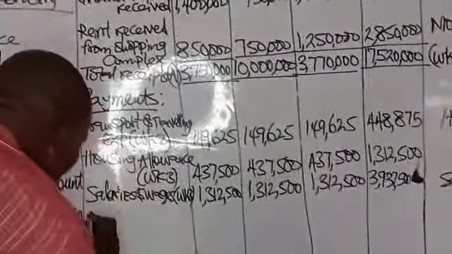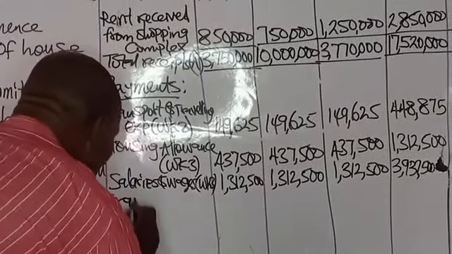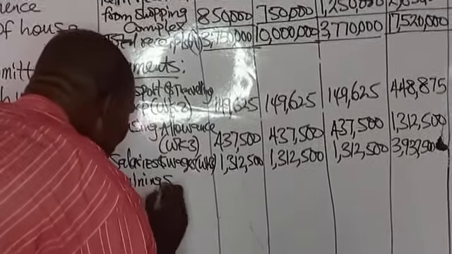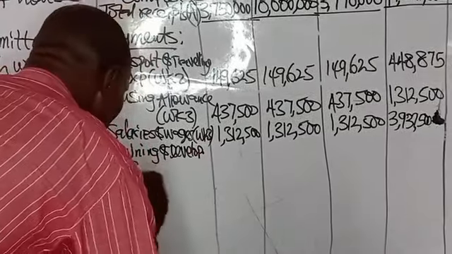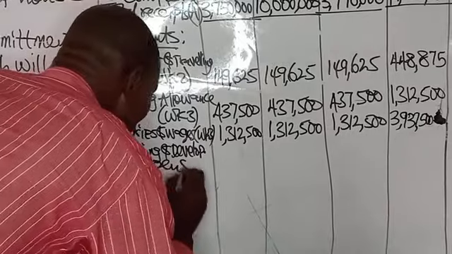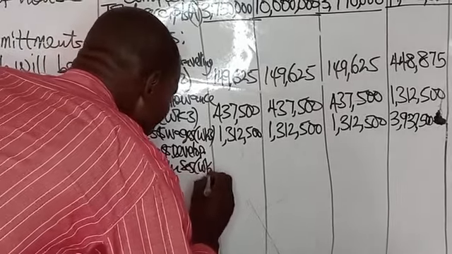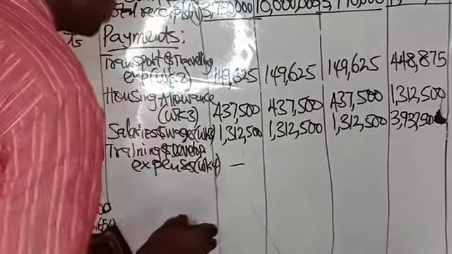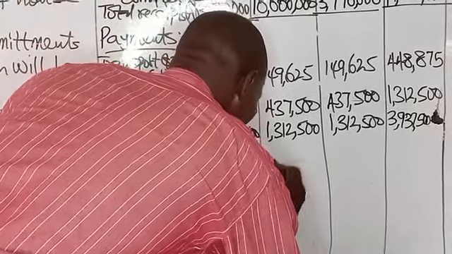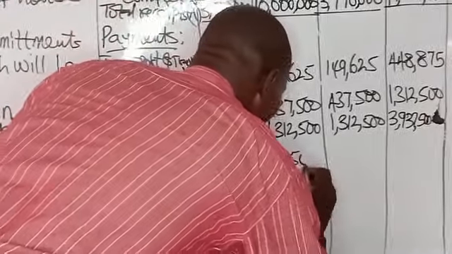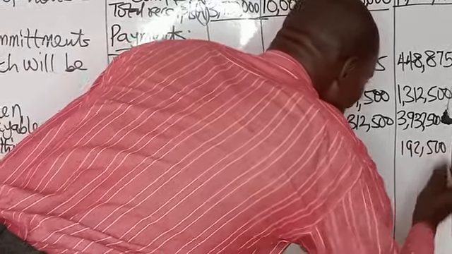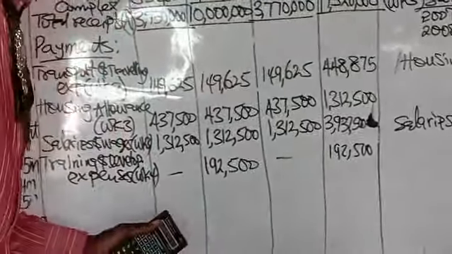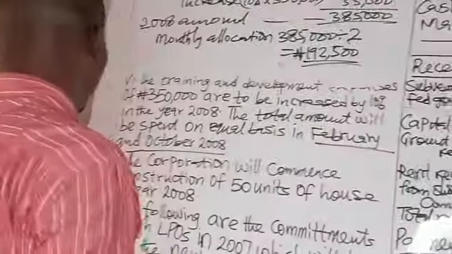So now, training and development expenses, that is working 4. February, 192,500. October is outside the budget period.